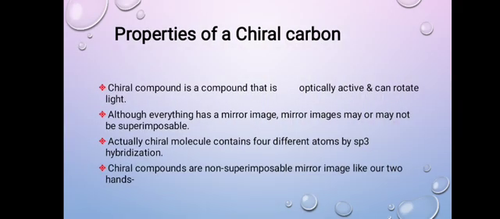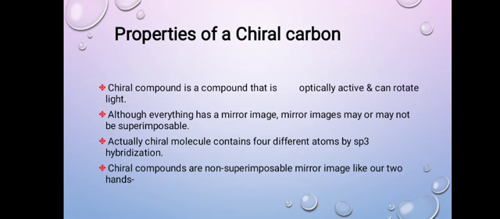Properties of chiral carbon: a chiral compound is a compound that is optically active and can rotate light. Although every object has a mirror image, it may or may not be superimposable. Actually, a chiral molecule contains four different atoms or groups on an sp3 hybridized carbon.